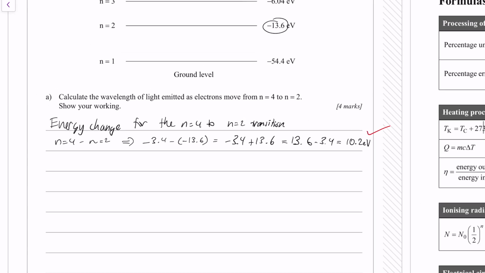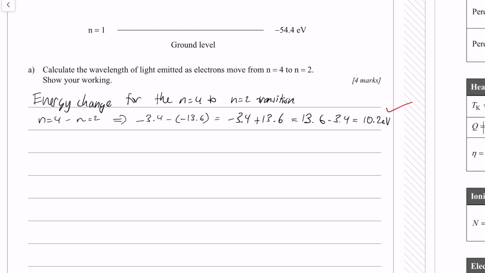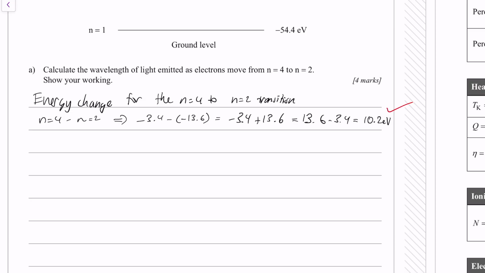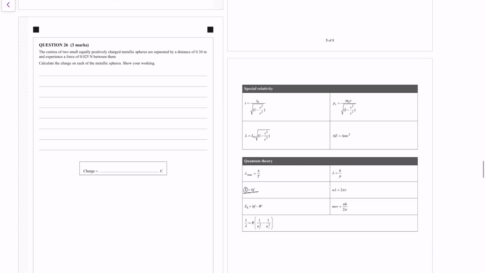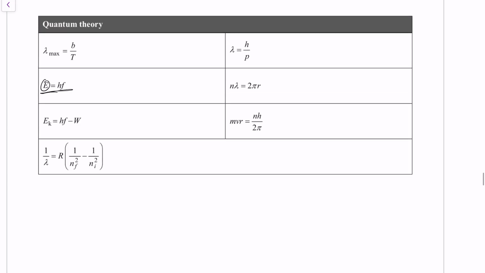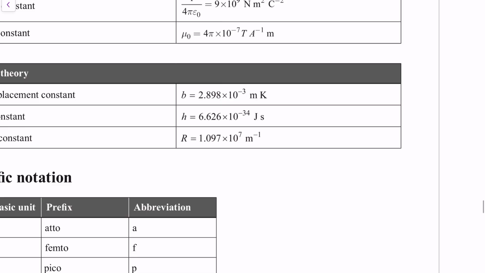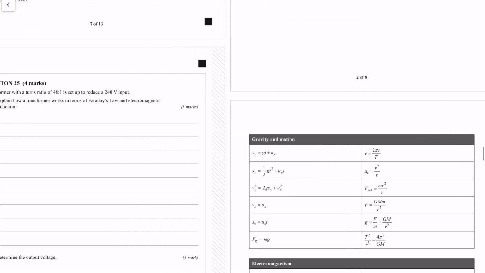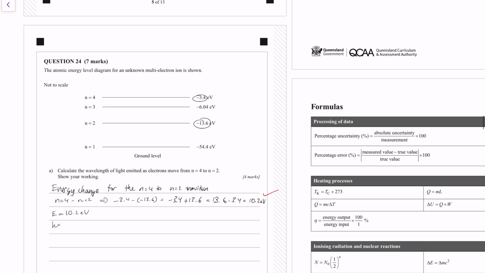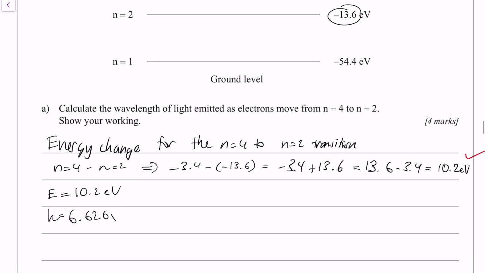So, it will become more clear if we do the facts as well, which I will get to. So doing facts, insert the 5 F's, so E equals 10.2 eV. H, which is in terms of wavelength and all these quantum theory things, is a value we know, and it's in our formula sheet. It's 6.626 times 10 to the negative 34 joules times second, okay?